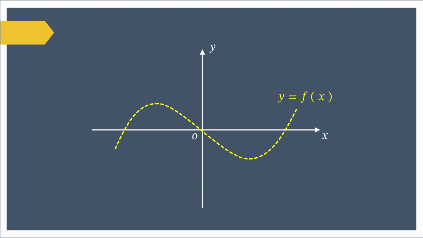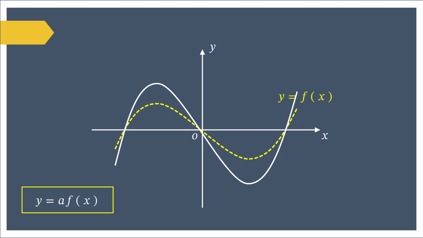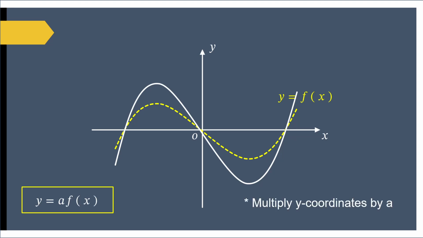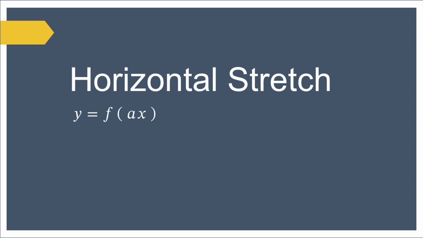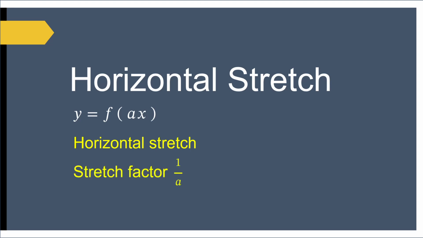So if this is your y is equal to f of x, then the graph of y is equal to a f of x, where a is a positive integer greater than 1, would be like this. So essentially, we multiply all the y coordinates by a to produce the image. Next, we can talk of horizontal stretches, where the graph of y is equal to f of ax is a horizontal stretch of the graph y is equal to f of x by scale factor 1 over a.